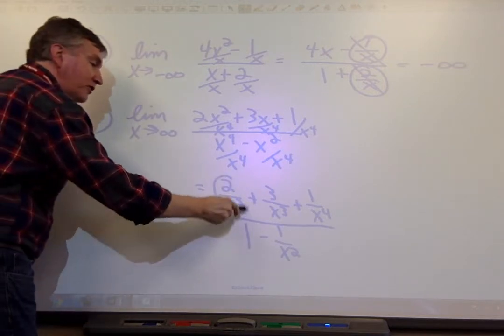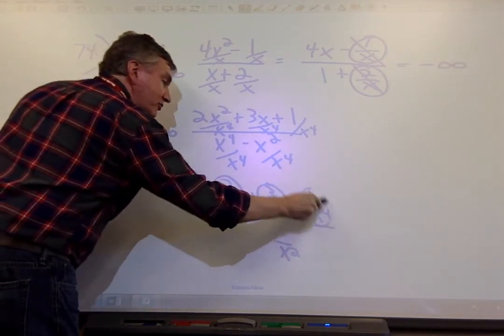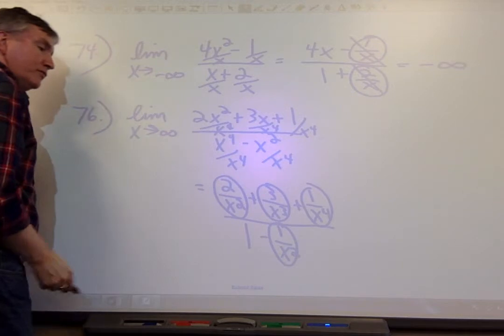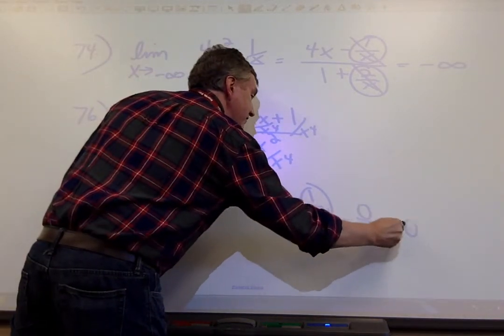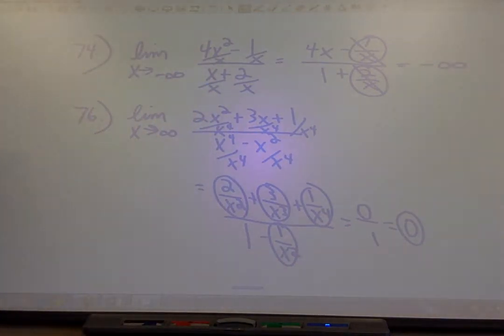Tell me what all of these that I'm circling are going to go to. So what does that leave me? 0 over 1, you're right, it's 0. If you let x go to infinity, all the fractions I circled approach 0. And that leaves me 0 upstairs over 1 downstairs. And that goes to 0.